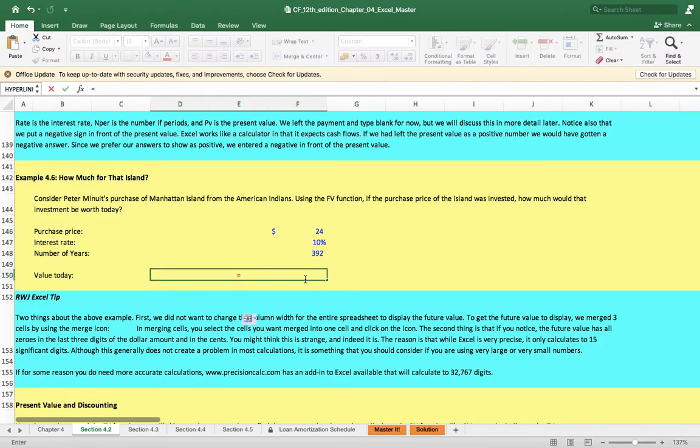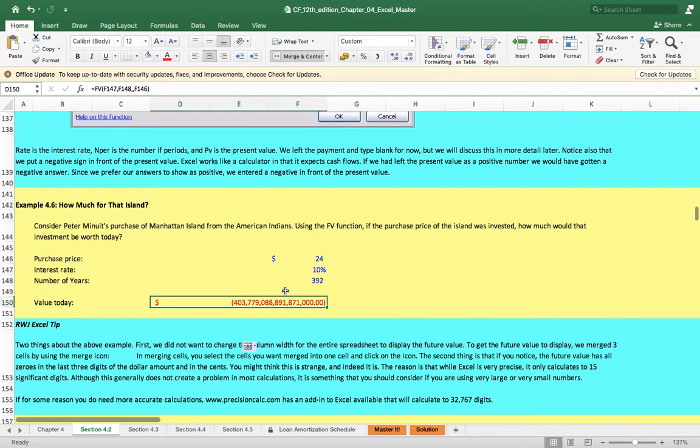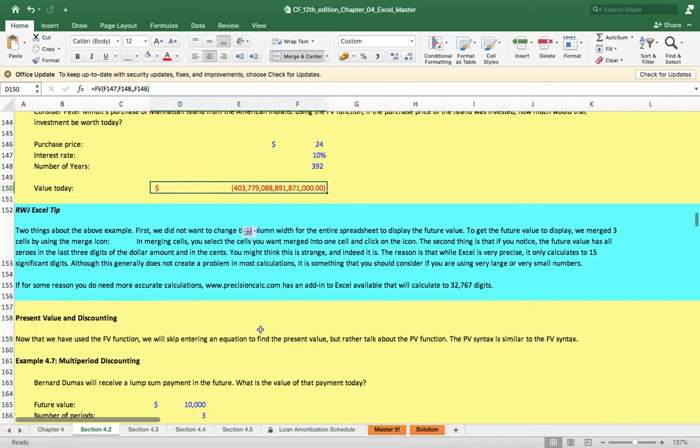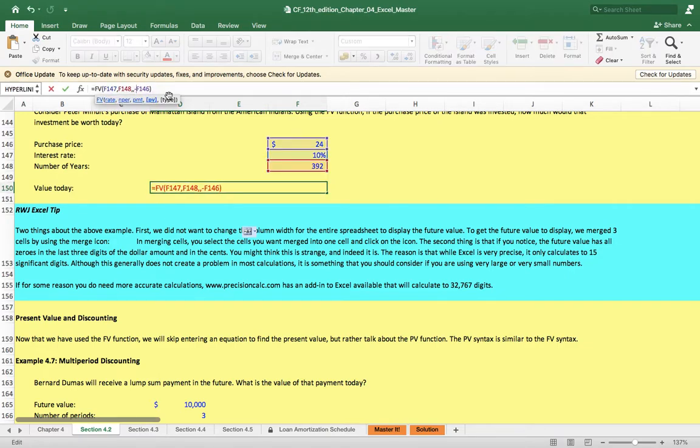Future value is equal to, again, future value, rate is 10%, NPER 392, payment, no in between payment, present value 24, bracket close. So this is the amount today the value is. That's the time value, the power of time. $24 became this much after 392 years. If you give the present value as minus, future value will come as plus.